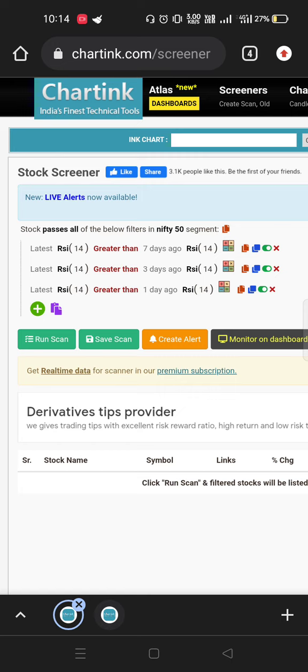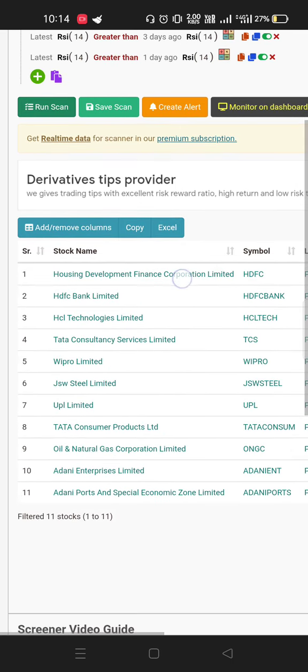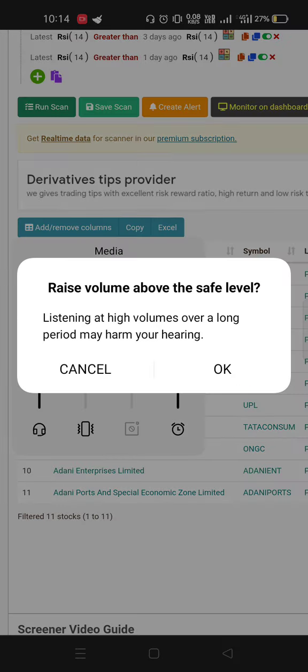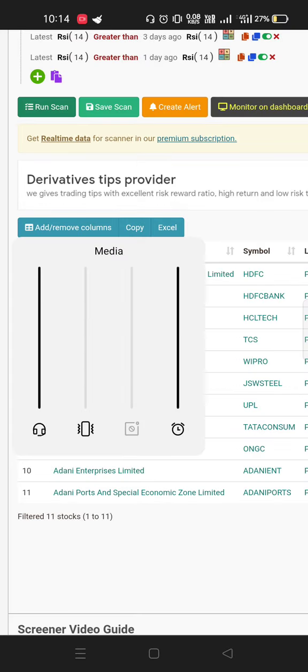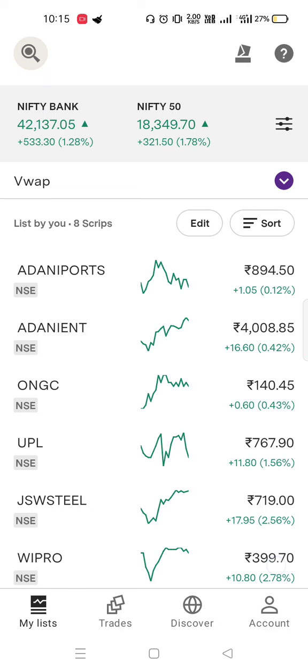I hope you understood the concept. I need to run the scanner. In this run of the scanner we are getting Nifty 50, and 11 stocks are filtered. So now I need to go for how the stocks will be picked.